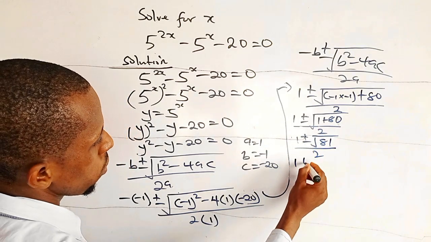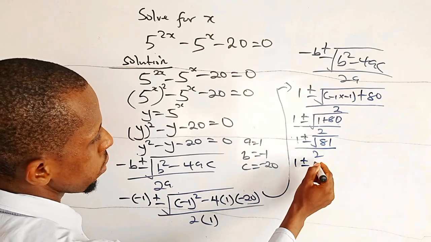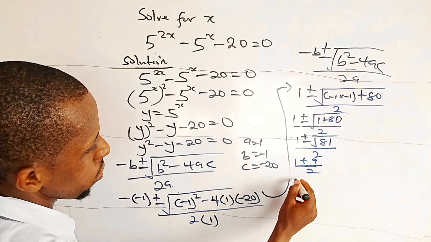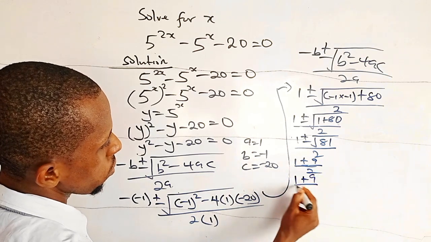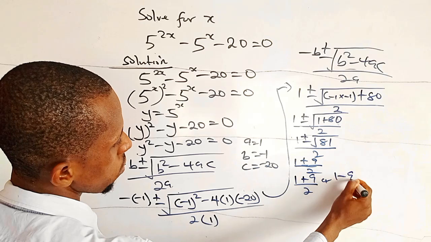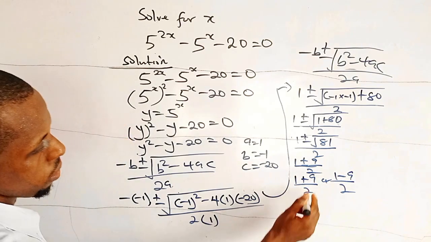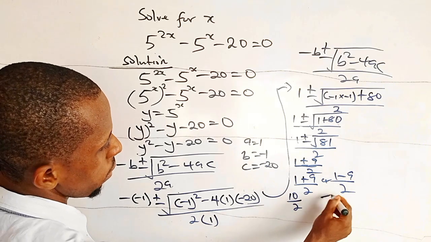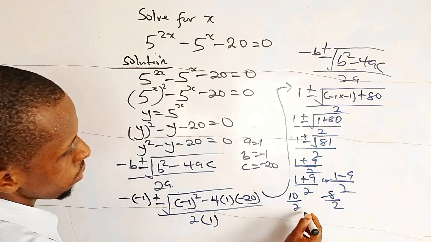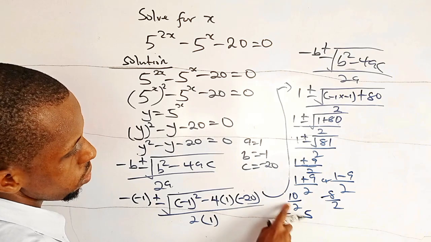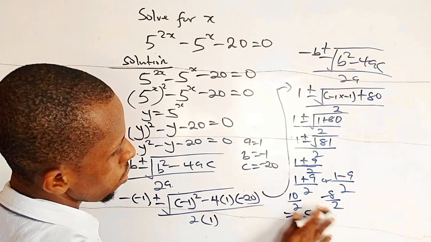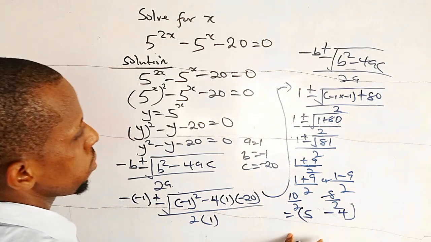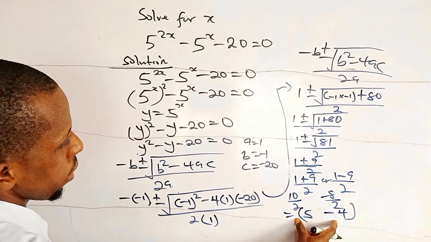The square root of 81 is 9, over 2. So we can have it as 1 plus 9 over 2 or 1 minus 9 over 2. For 1 plus 9 over 2, that is 10 over 2, which is 5. For 1 minus 9, we have minus 8 over 2, which is minus 4. So from here, this is the value of y.